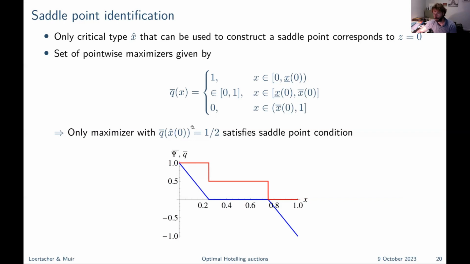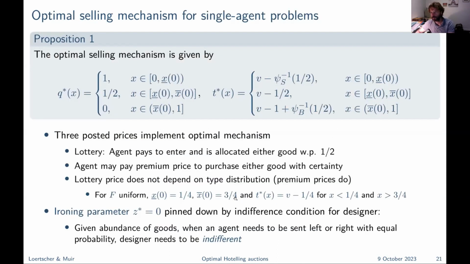But we need for the worst type, X hat, to take the selection in the ironing range that is equal to 1/2. So that gives you that 50-50 lottery for the type in the middle. And so this is the unique solution to this saddle point problem. And if you write this down in allocation space, then you get Q star of X, that's the optimal allocation rule, and you get T star of X, that's given by this formula here.